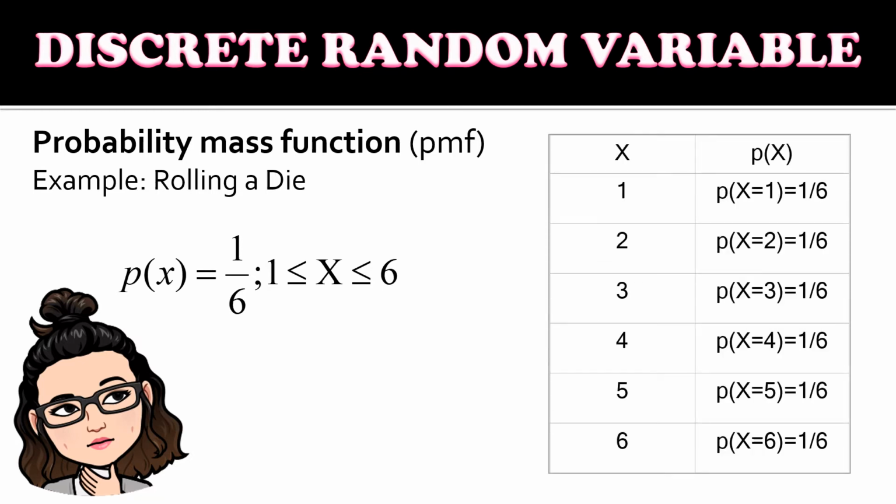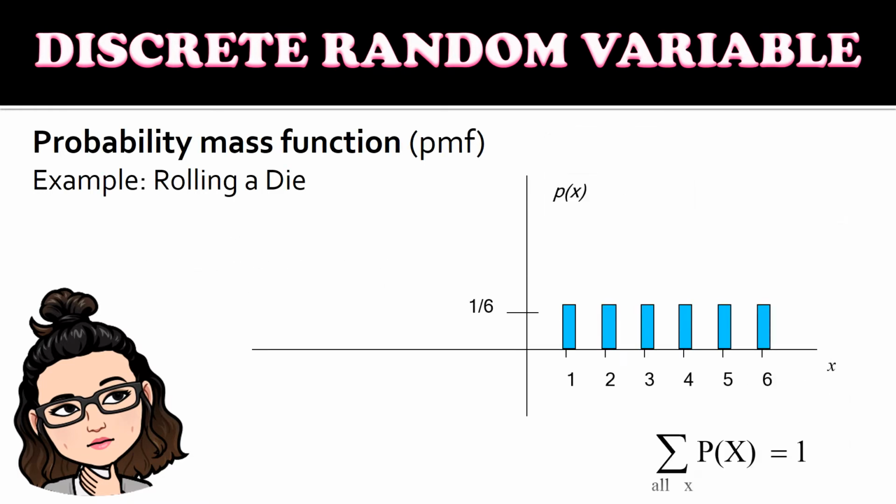To tabulate, x represents the number of dots. That's what we have on the left side of the table. And on the right side is the probability of the event occurring. So the probability of getting a 1 is 1/6, getting a 2 is 1/6, getting a 3, a 4, a 5, and a 6. All of them have a probability of 1/6.